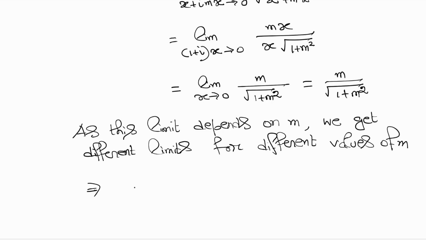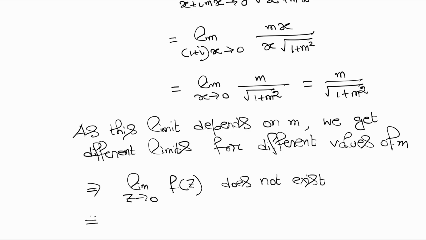This implies that the limit as z tends to 0 of f(z) does not exist, which further implies that f(z) is not continuous at z = 0. And this completes our proof.